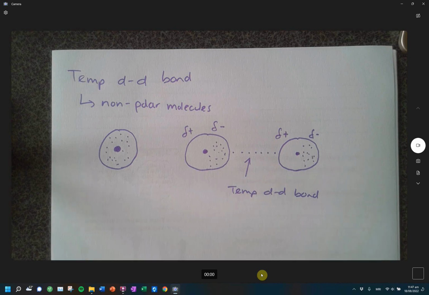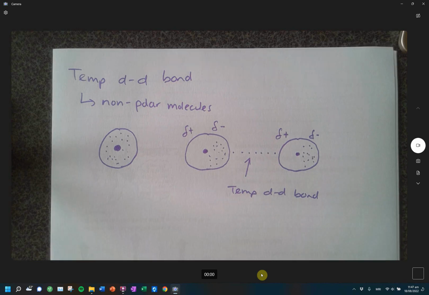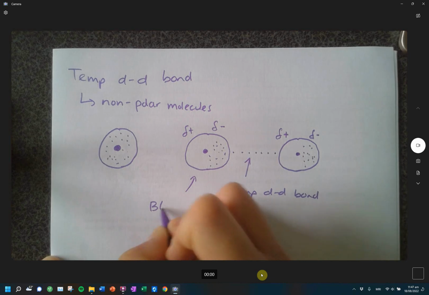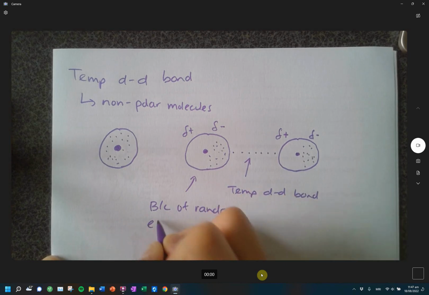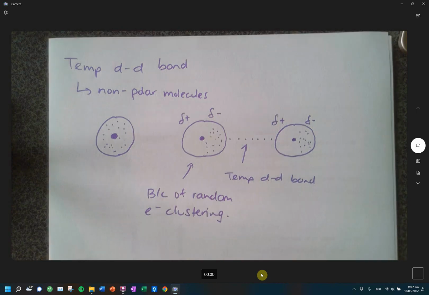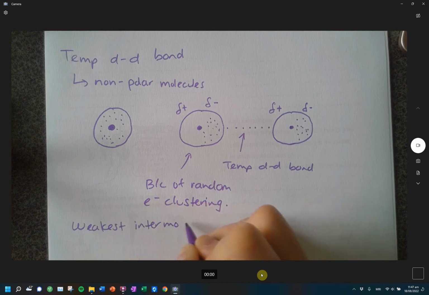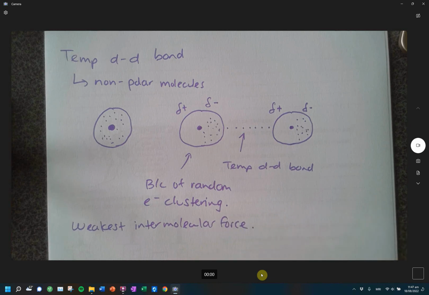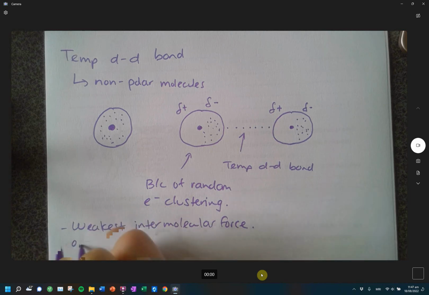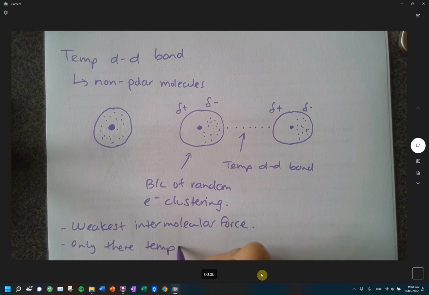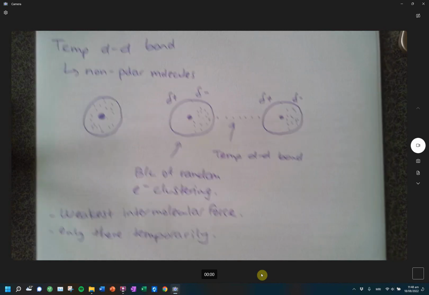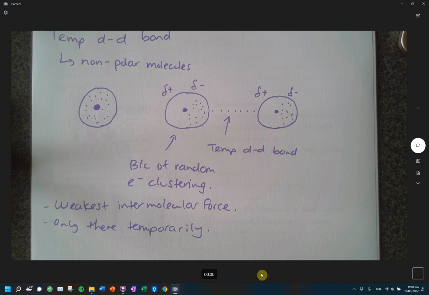So this is a random process. It just happens because the electrons just randomly cluster. This is the weakest out of the three types of intermolecular forces, because of random electron clustering. And this one's also the weakest, because, like I said, it's only there temporarily and it's not very strong. Are we good so far with that? Keep going? Okay. So that's our first one, and that's probably the more complicated of the ones.